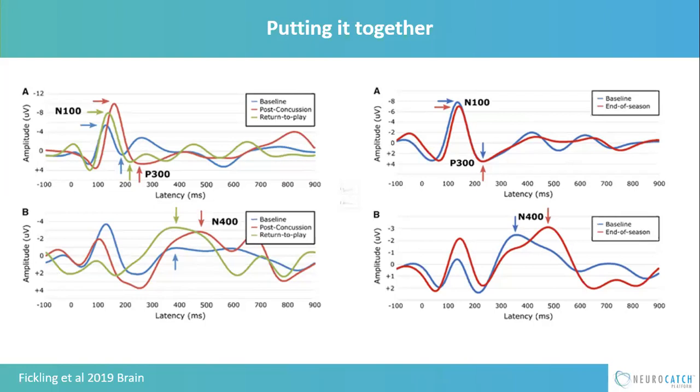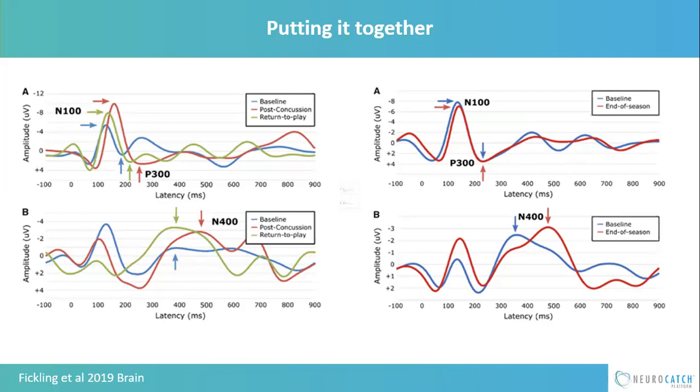Then we can compare that if we stay on the top row and move to the right. Hang on, nope, pardon me. Go to the bottom row, I directed you wrong. Go to the bottom row, 3 lines. The N400 from baseline increases in amplitude and delays in latency.